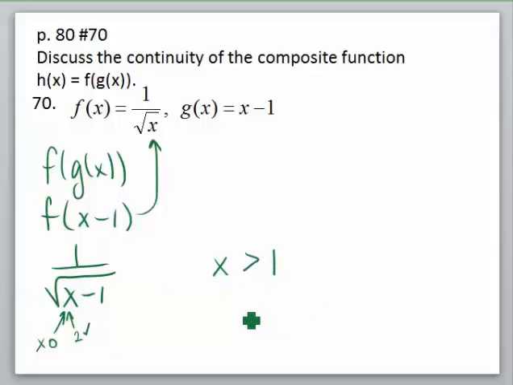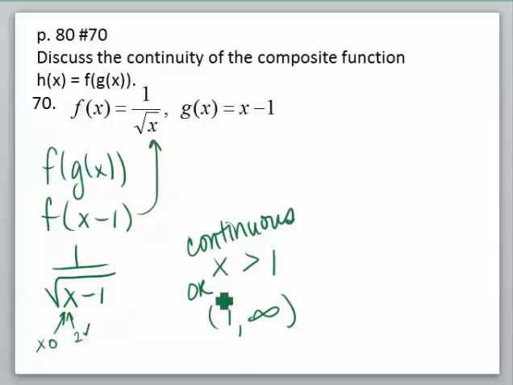Another way we can write this is in interval notation, which would be 1 comma infinity. Notice I've used parentheses. Parentheses means a greater than sign, so 1 is not included in it. Either one of these answers is correct: it's continuous when x is greater than 1, or you could write the interval notation 1 to infinity.